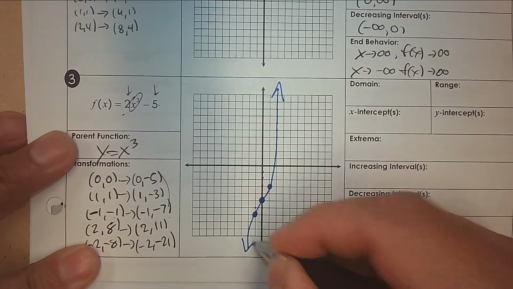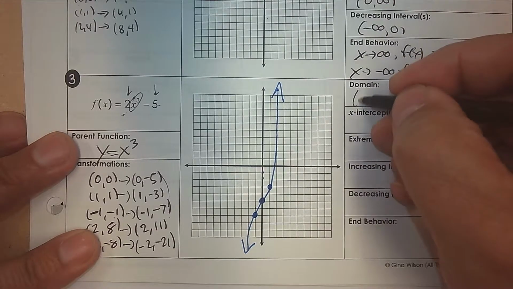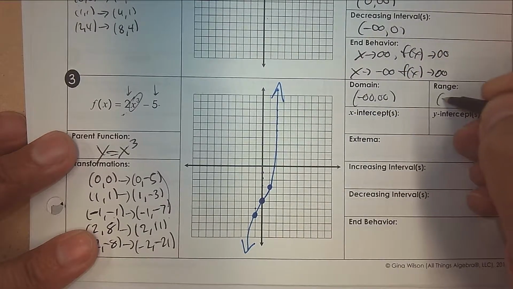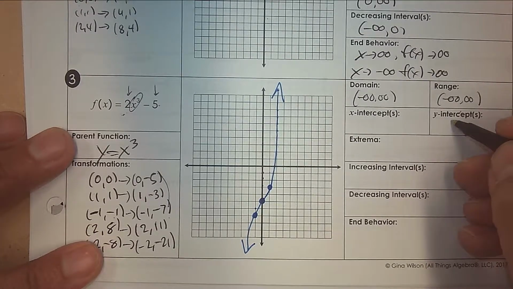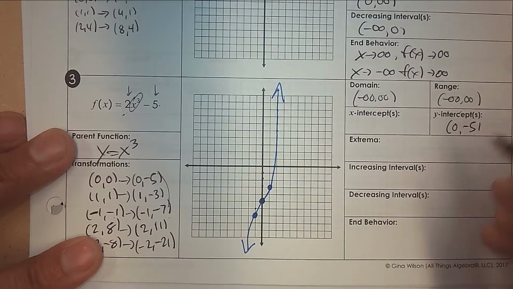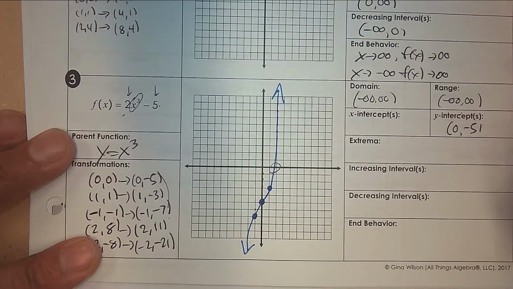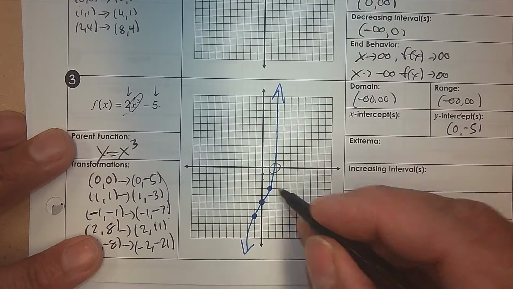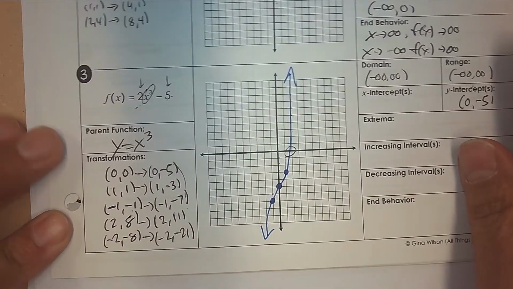So there's what the graph looks like. Domain is all real numbers, and the range is all real numbers. This is going to be kind of funky a bit. The y-intercept's easy. That's 0 and negative 5. That's where it crosses. Where does it cross? Here, somewhere between 1 and 2, right? So you could use a calculator to do it. We could actually make this equal and find the exact answer here.